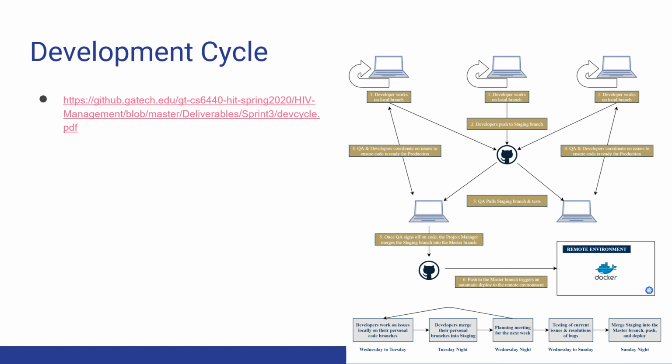On Wednesday, the QA team pulls down the staging branch, and from Wednesday through Sunday, the QA team tests out the issues that were developed and coordinates with developers to ensure that everything with the issue is acceptable. Once the QA team has finalized the issues for the iteration, those issues are merged into the master branch and deployed to the remote server during our weekly Sunday night deploy.